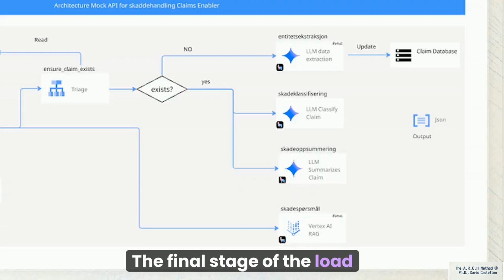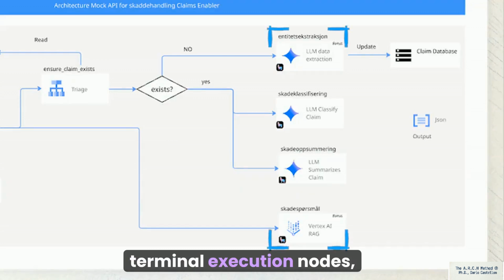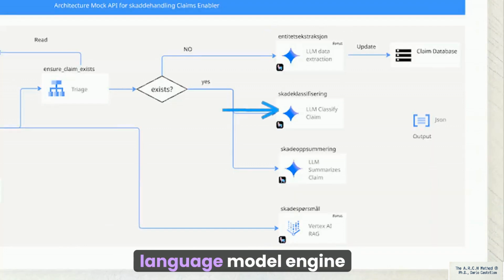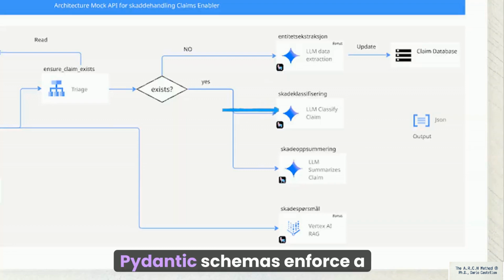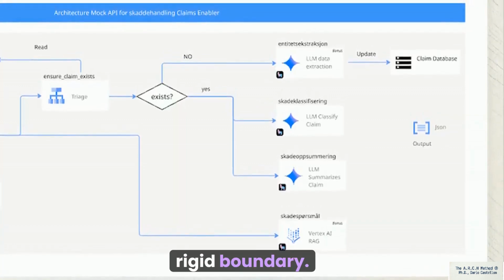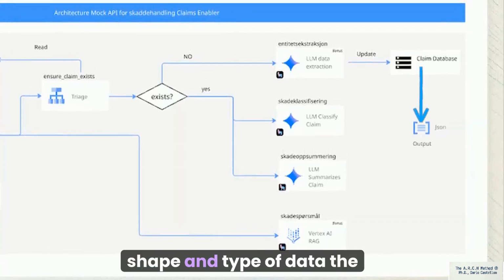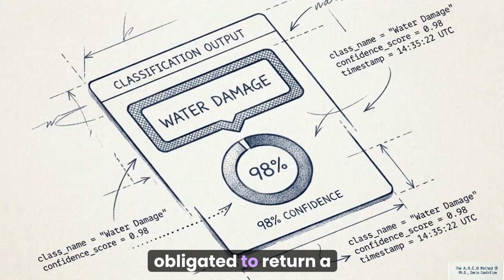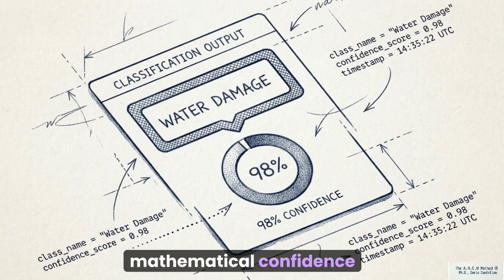The final stage of the load path brings us to the terminal execution nodes, the 4 AI-driven endpoints. These endpoints are guarded by strict API contracts, which act as firewalls between the fast API routing logic and the language model engine itself. Pydantic schemas enforce a rigid boundary. They dictate the exact shape and type of data the AI is allowed to return. The classification endpoint, for example, is contractually obligated to return a predefined insurance category alongside a mathematical confidence score.